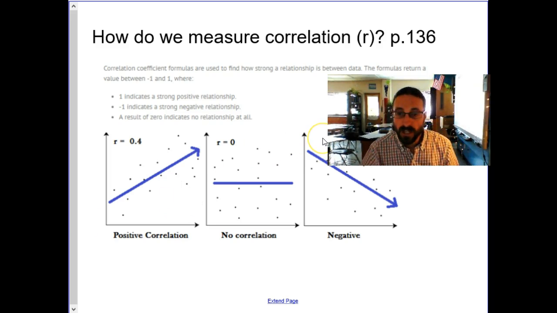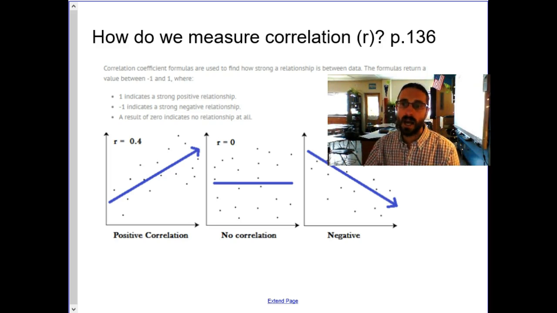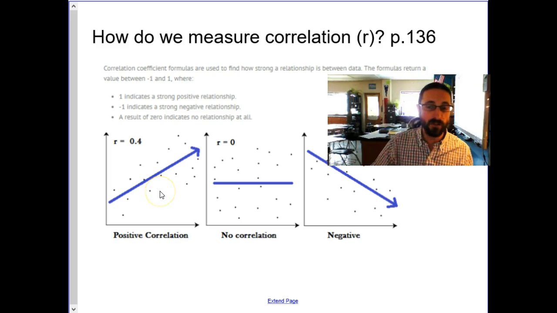So how do we measure correlation? It's lowercase r, and that's from a sample. If you have the entire population, you use the lowercase letter rho. But this is on page 136. It's a good idea to open this up and look at it in your book if you don't already know it. But correlation goes from -1 to +1, +1 being a perfect positive relationship, -1 being a perfect negative relationship.